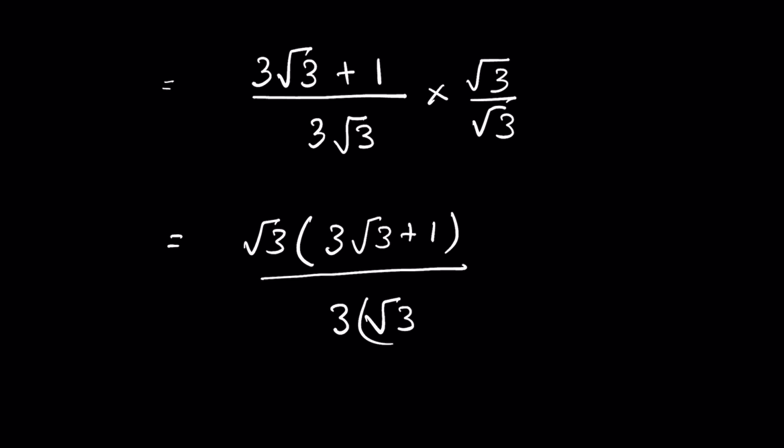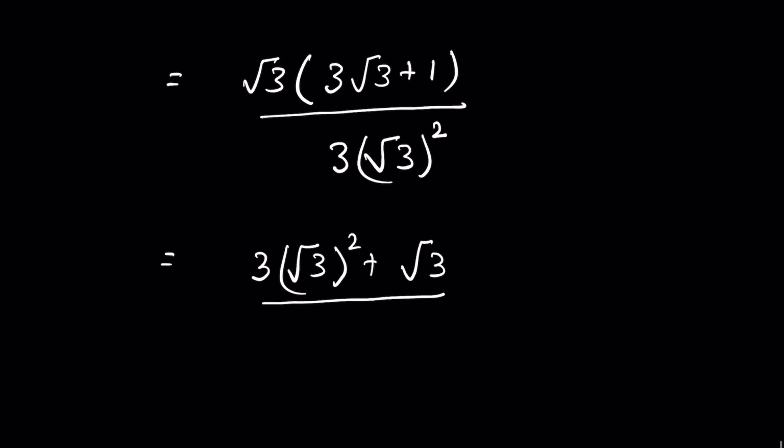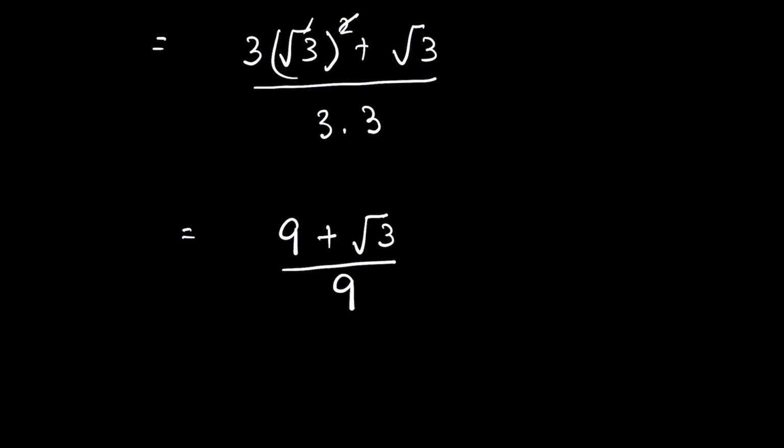of 3 square. It is 3 times square root of 3 square plus square root of 3 upon 3 times, removing the square root with the square, it is 3. Here also we can remove the square root with the square, so it is 3 times 3 is 9 plus square root of 3 upon 3 times 3 is 9. So this is the simplified version.